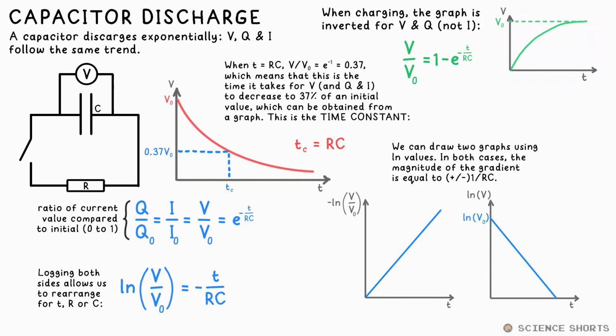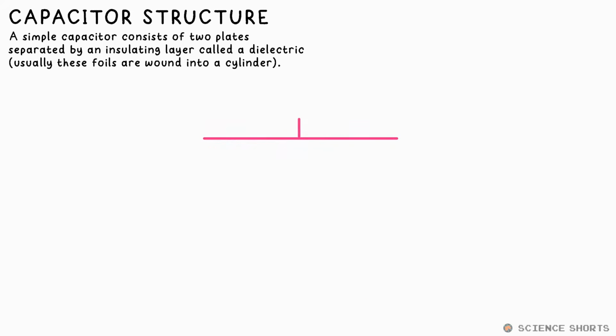If you're given a decay graph, you find 37% of an initial value. It doesn't matter where you start actually, but the time it takes to do that is the time constant, and that's equal to RC.